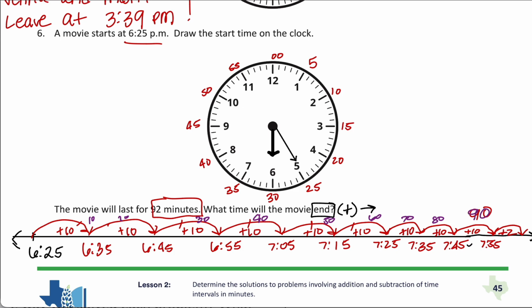Okay, so now 7:55 plus 2 makes 7:57. So just shortly before 8 o'clock. So my answer will be: the movie finishes at 7:57 p.m.